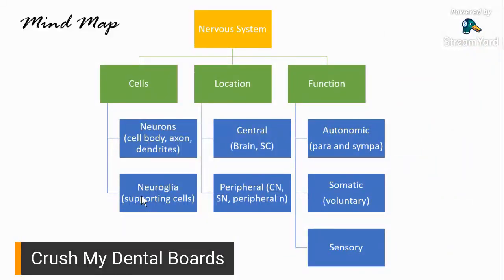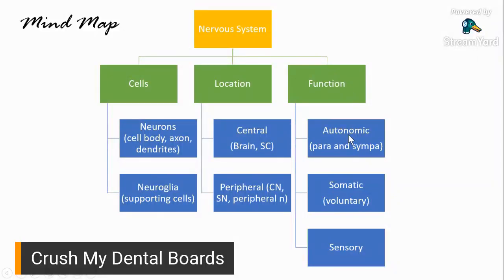All right. So this is going to be our outline for this whole topic. We're going to be talking about your nervous system, and then we'll first review cells, and then the different types of cells involved in the nervous system. Then we're going to talk about the nervous system divided based on location. So you have your central nervous system and your peripheral nervous system, and then we're going to talk about the nervous system based on function.